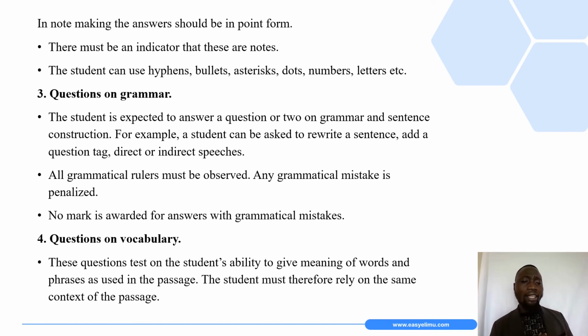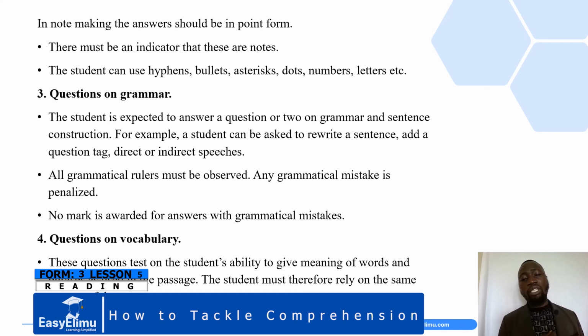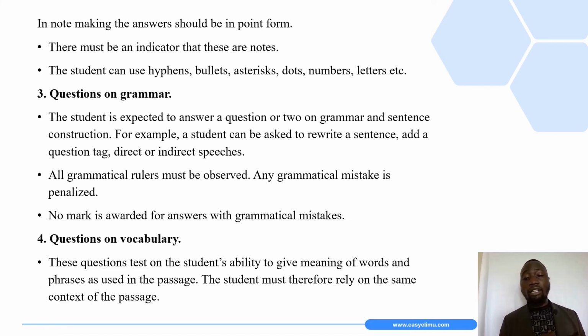The other division that we are also talking about here is now the questions on grammar. In every passage, there will be a question or two in grammar. The student is expected to answer these questions. And again, there is always the question on sentence construction. For example, a student can be asked to rewrite a sentence, add a question tag, or rewrite a sentence in either direct or indirect speech. When answering questions on grammar, all grammatical rules must be observed. Any grammatical mistake is penalized. No mark is awarded for an answer with grammatical mistakes.